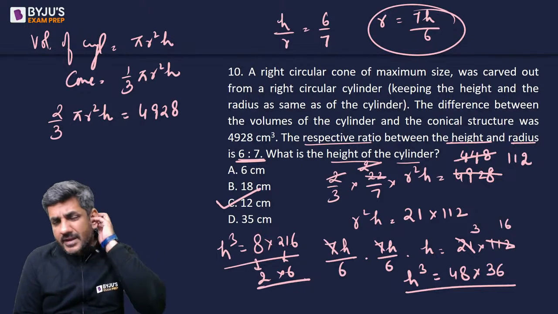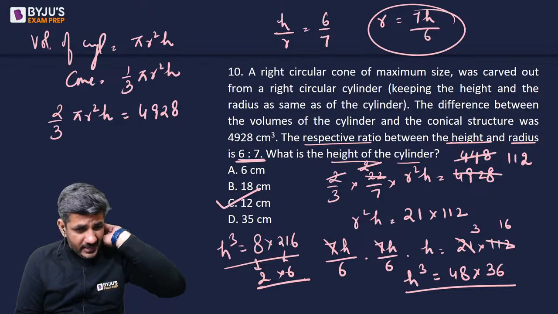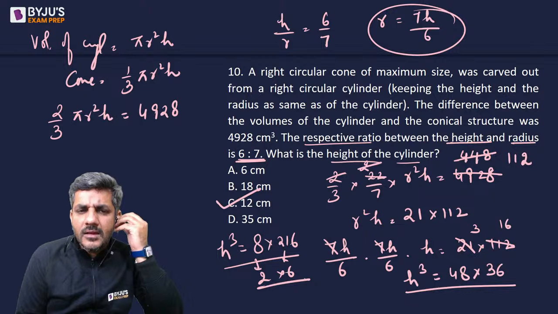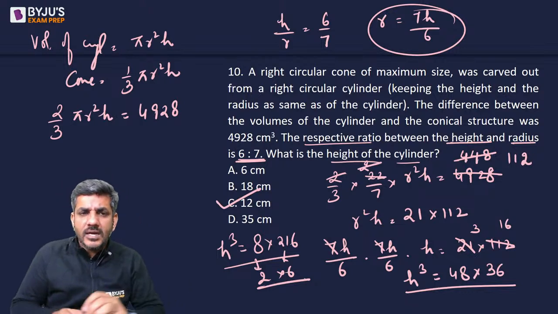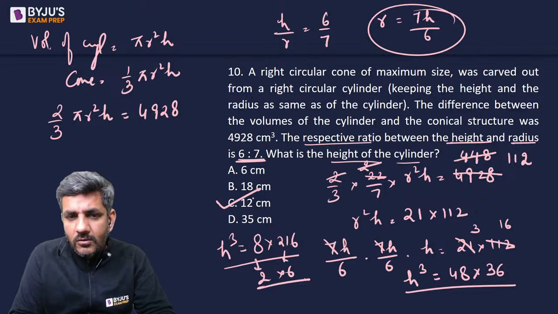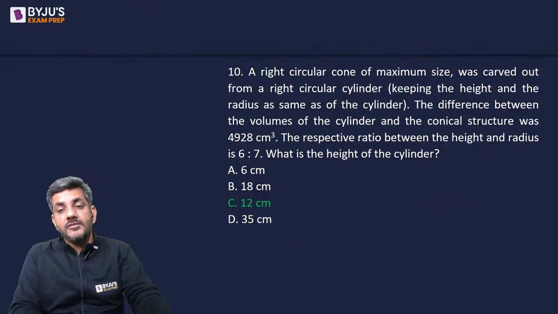And yes, we could have taken them as 6h and 7h as well rather than taking 7 by 6h. ये भी कर सकते थे. I just randomly assumed a number and through that I got the answer. So that was the right answer for question number 10 now. That's C option, which is 12.